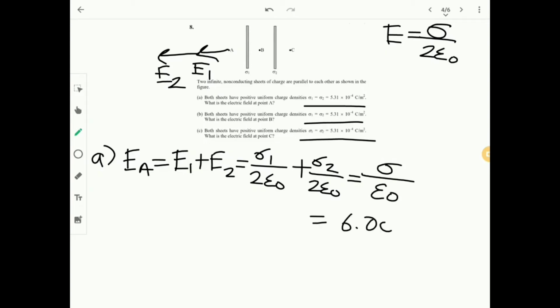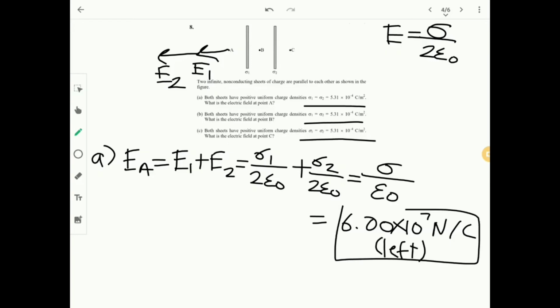Let's move on to part B. Now it's the same given, part B. And now we're just looking at point B. Since sigma 1 is positive, it points away, so to the right. So this is E1. And since sigma 2 is positive, it points away, E2. Since these two have the same magnitudes, they cancel out, 0.